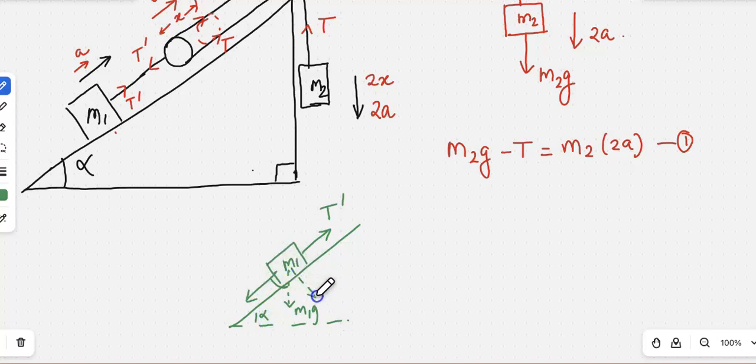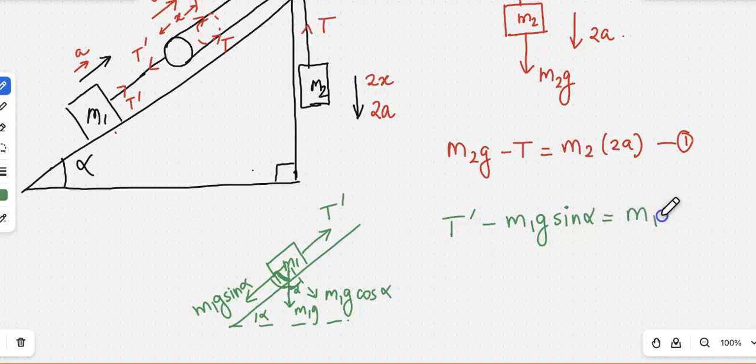Now if there are two components of m1g, what will be this angle? This angle will be alpha. Why is this angle alpha? Because this forms a right angle triangle. If I shift it downwards, this forms 90 minus alpha, so this becomes alpha. So this is m1g cos alpha, and this one becomes m1g sin alpha. Now T dash minus m1g sin alpha is equal to m1 times a.